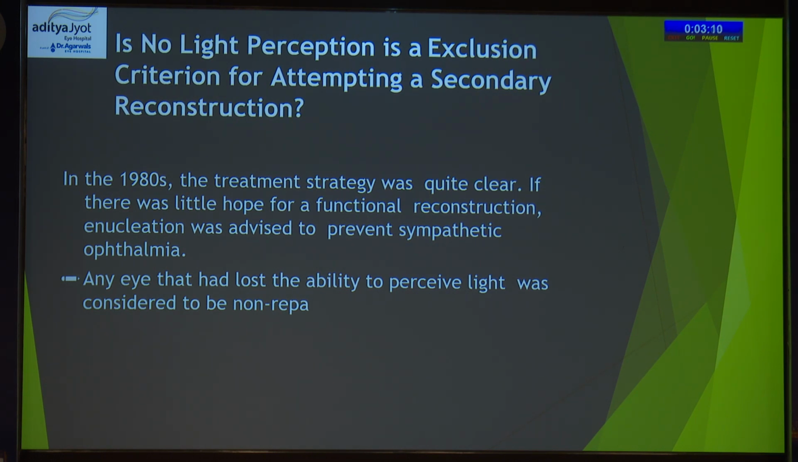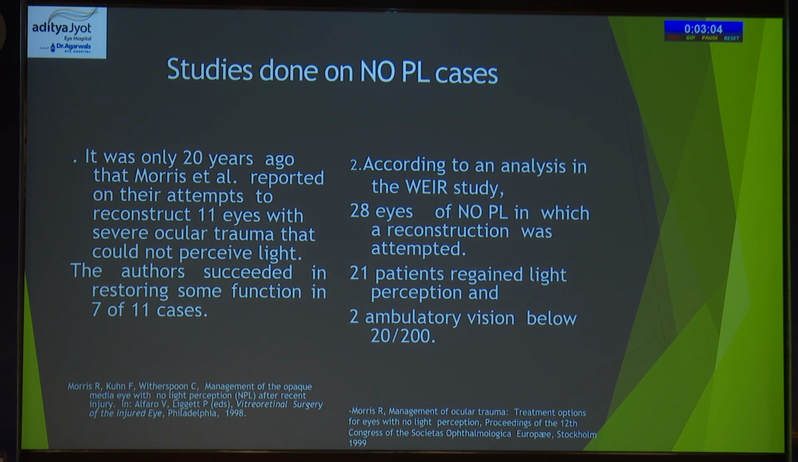Any eye that had lost the ability to perceive light was considered non-repairable in those days. But now, this is a study published almost 24 years back by Ferenc Kuhn and Bob Morris, who was the president at that time. It was only 20 years ago that Morris reported on their attempts to reconstruct 11 eyes with severe ocular trauma that could not perceive light. The authors succeeded in restoring some function in 7 of the 11 cases. And according to an analysis in the World Eye Injury Registry, of 28 eyes with no perception of light in which reconstruction was attempted, 21 patients regained light perception and 2 had ambulatory vision below 20/200. This was again published by Bob Morris.